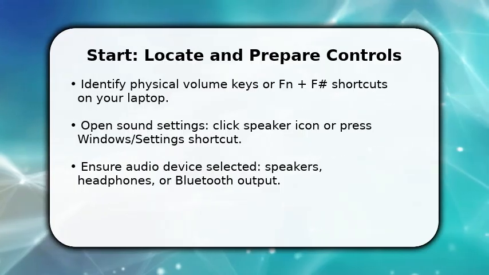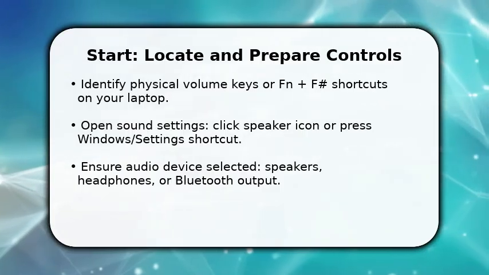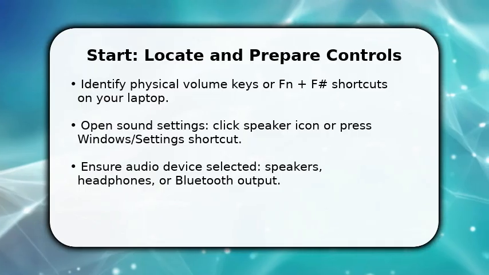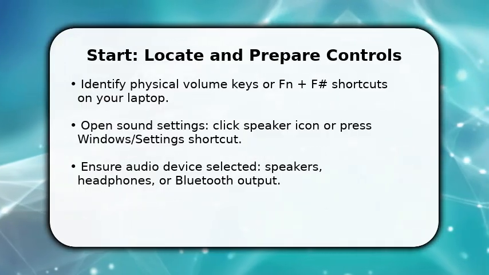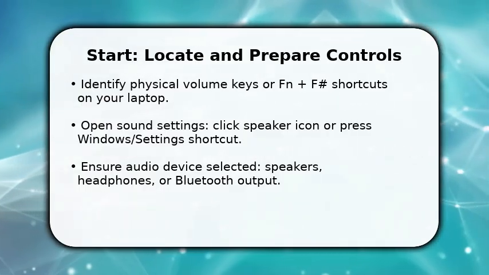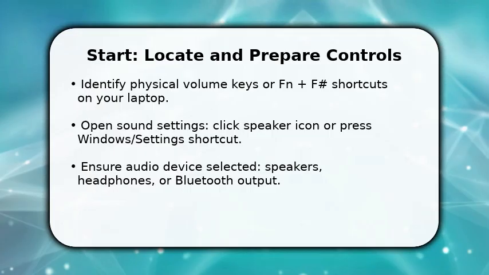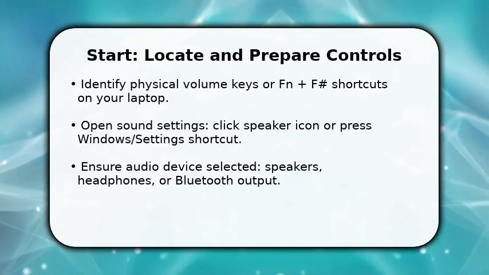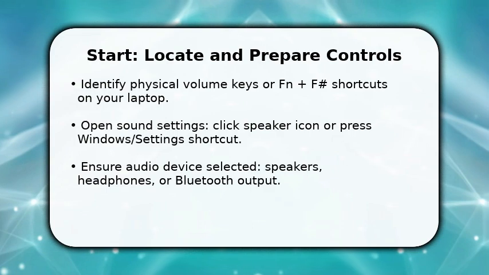Once done, open the system sound panel from the speaker icon to confirm the change registered and to select the correct output device. Make sure your external headphones or Bluetooth are connected first. Otherwise, adjustments will affect the wrong device and you won't hear anything.